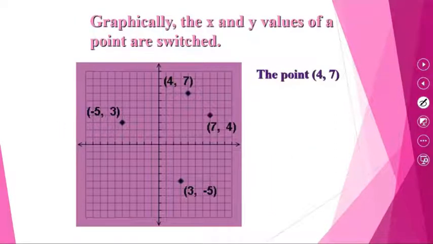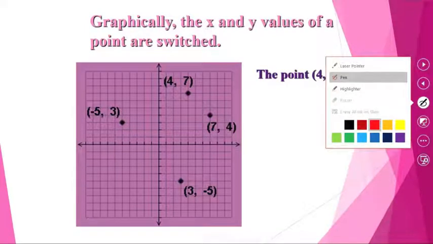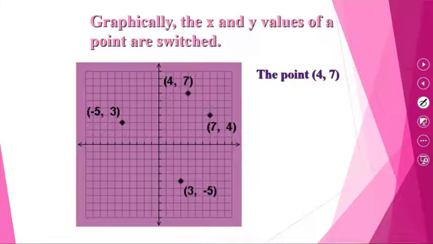Okay. Now, visually looking at this is important as well. Here are some points. These points have inverses, right? The point 4, 7. Let me kind of use a color here that might stand out a little more. This blue, maybe. 4, 7. Its inverse would be 7, 4. The point -5, 3. The inverse would be 3, -5. Notice you didn't change the negatives. The -5 was still a -5. The 3 was still a +3. But you switched them around.